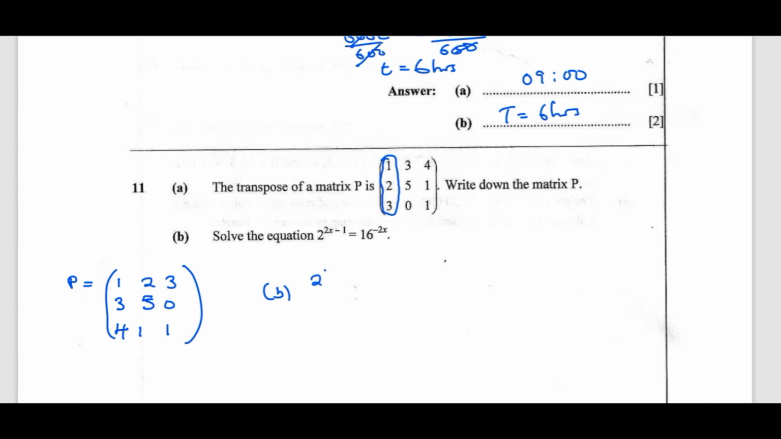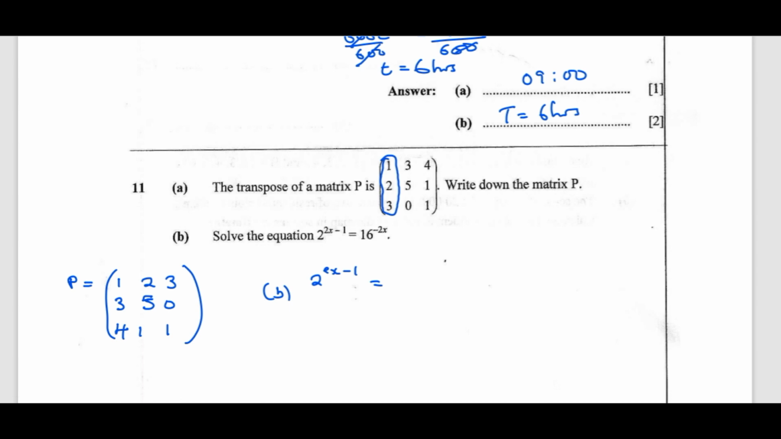2 to the power 2x minus 1 is equal to, so we're going to find a number such that when we multiply, we have 16. Because we have a base which is 2, we're going to write a base, and that base should be raised to a power such that we have 16 there. So what number can that be?